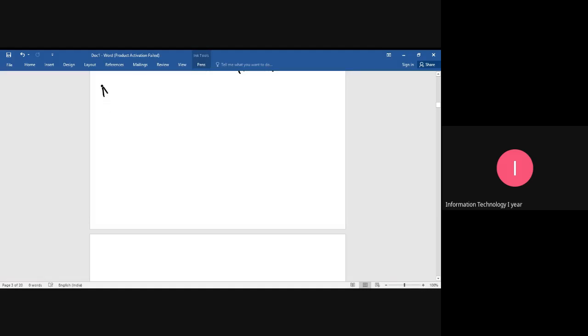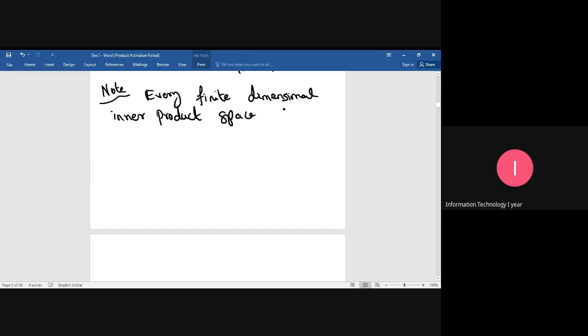So here I am writing one note. After that, we move on to do problems. So notice, every finite dimensional inner product space has an orthonormal basis. So this is one note or remark like that. Okay. So every finite dimensional inner product space has an orthonormal basis.